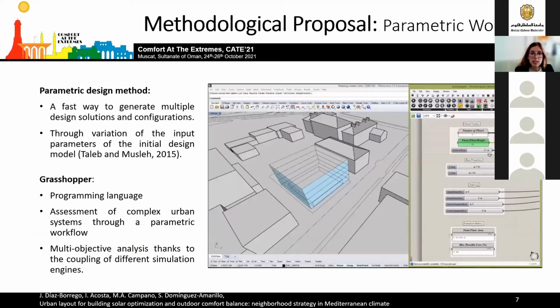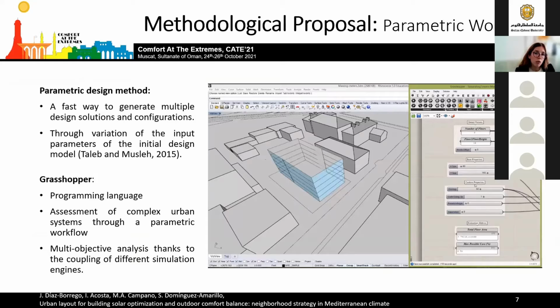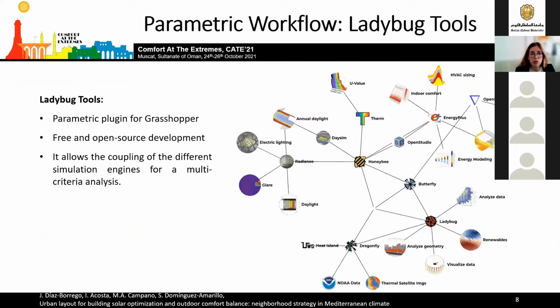The parametric design method could be defined as a fast way to generate multiple design solutions and configurations by varying the values of the input parameters of the initial design model. So the research calculation procedure is based on a workflow through the modeling software Rhinoceros 3D using Grasshopper. Then the integration of different parameters, factors, and metrics is carried out in a parametric workflow based on the open source plugin for Grasshopper, Ladybug Tools.